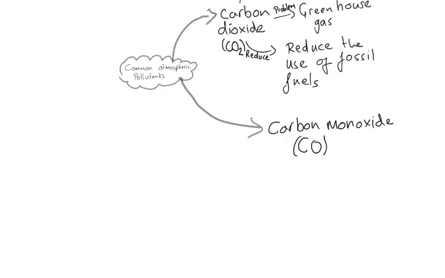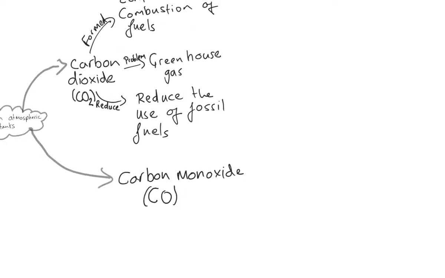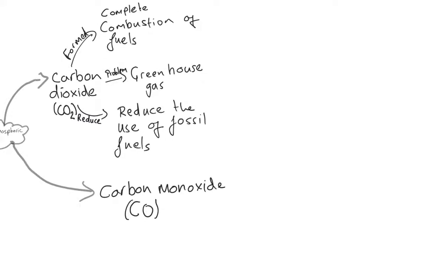This is carbon monoxide. So most fuels contain carbon, and when they burn, if there's plenty of oxygen, they form carbon dioxide. If there is not enough oxygen, then we get carbon monoxide, and we call that process incomplete combustion. So it is like carbon dioxide, but there's less oxygen about.